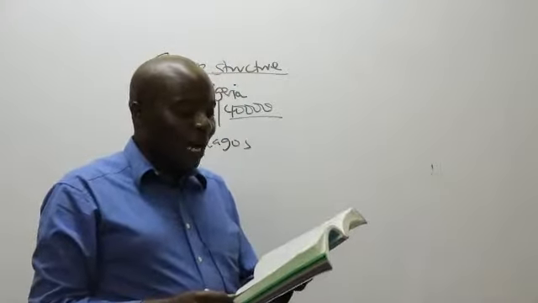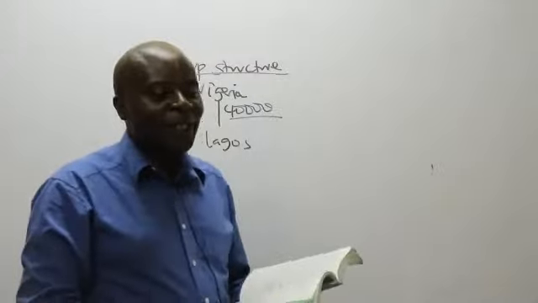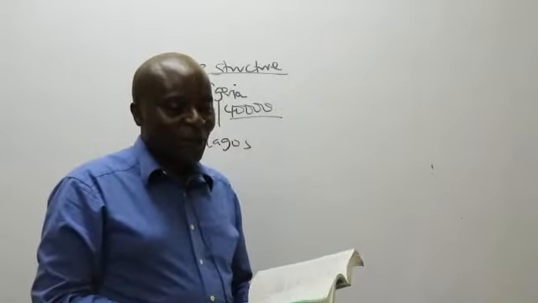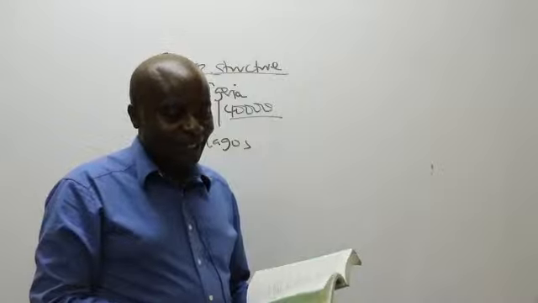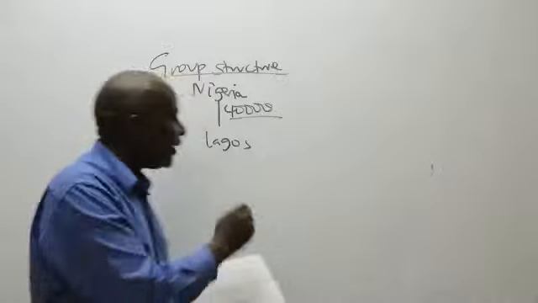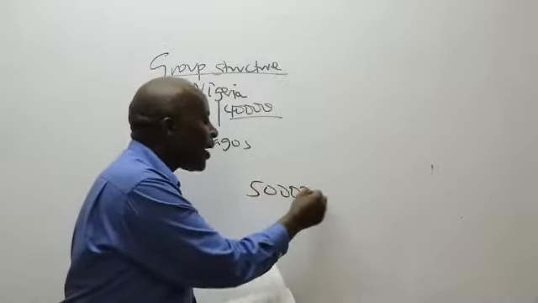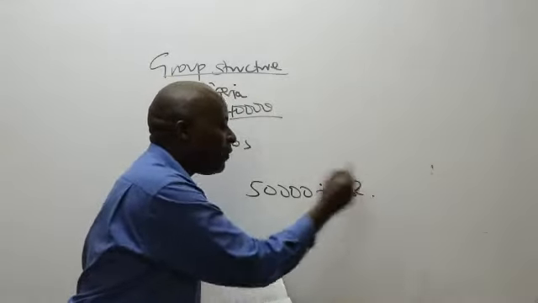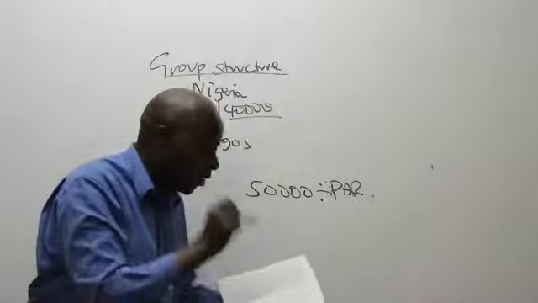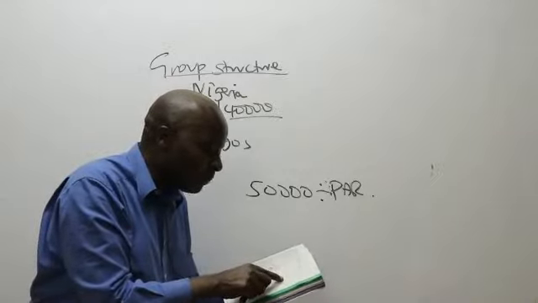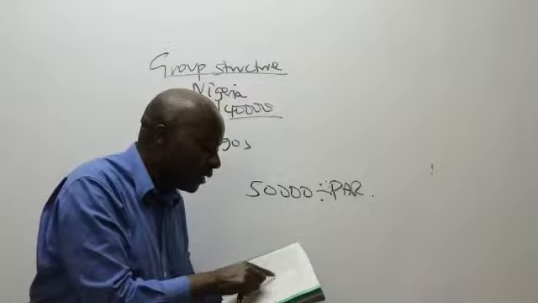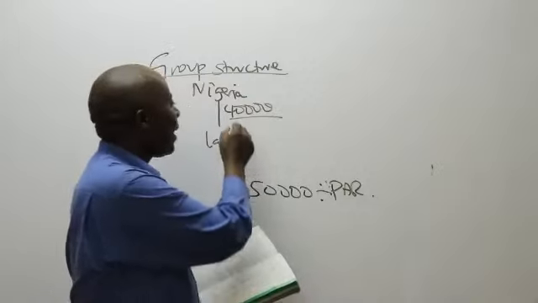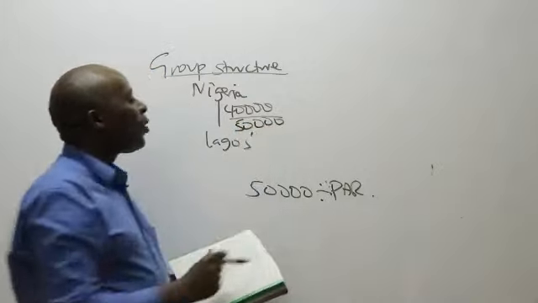How many shares does Lagos have in total? I will go to the share capital of Lagos and divide by the par value. Share capital of Lagos is 50,000. The par value is DN1. So the number of ordinary shares of Lagos is 50,000.